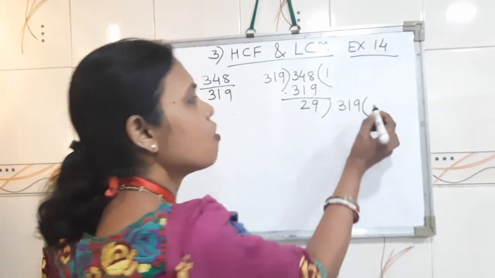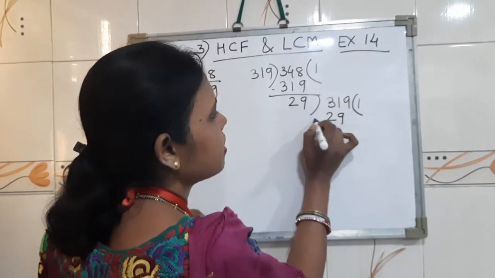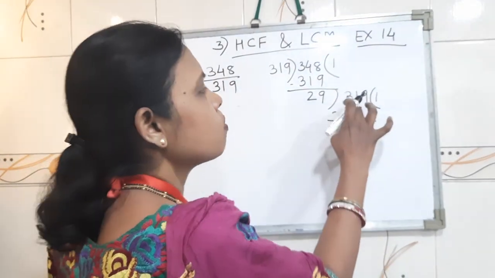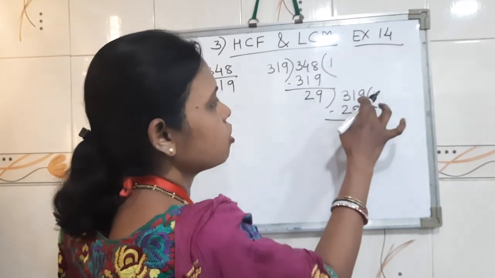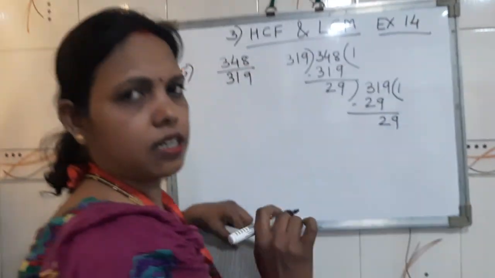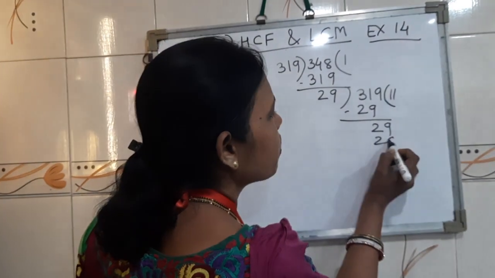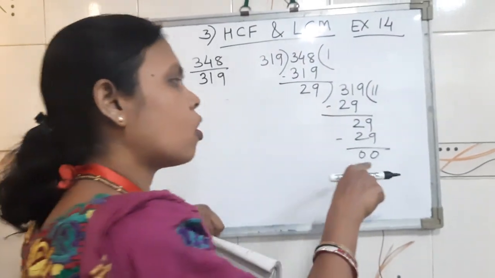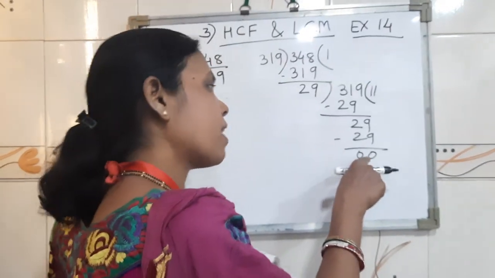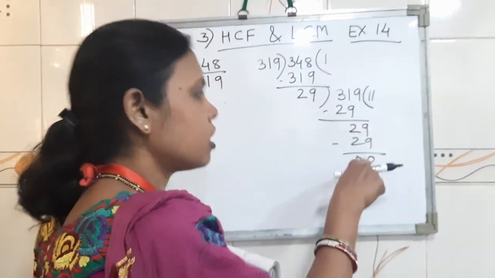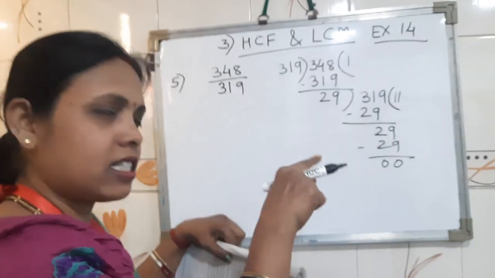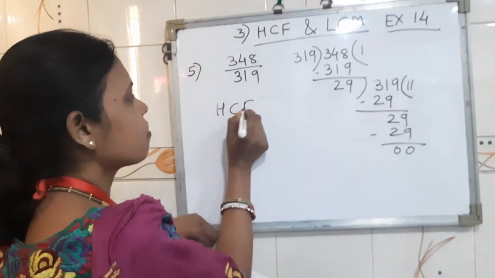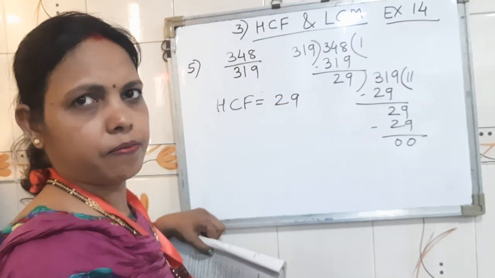Then 29, first 29 1 jar 29. 11 minus 9, 2. Here 2 minus 2, 0. That's why we are not writing 0. Here 9. Then 29 1 jar 29. Now here your answer is 0. Where you got remainder 0, that divisor is your HCF. Therefore children, HCF equals 29.